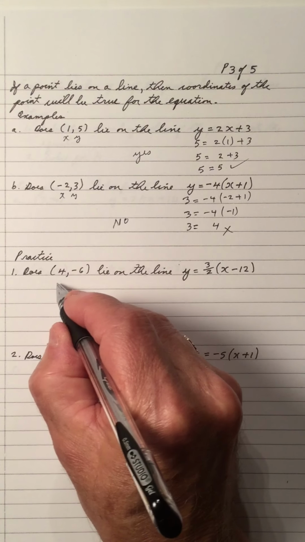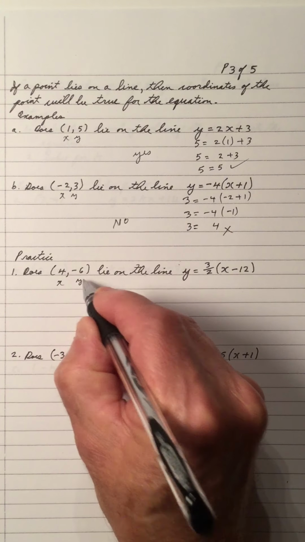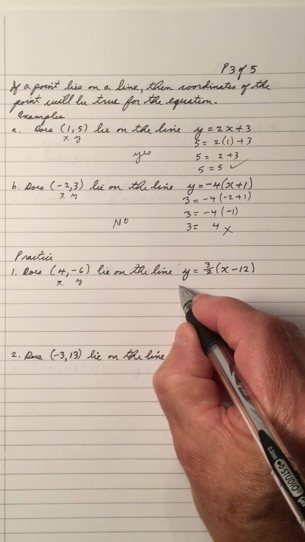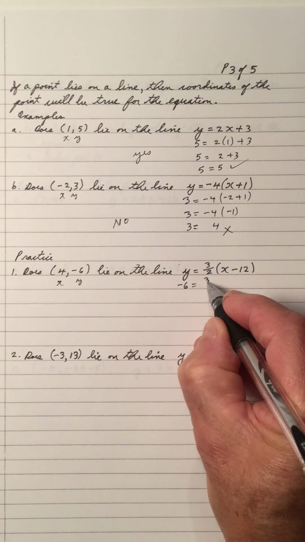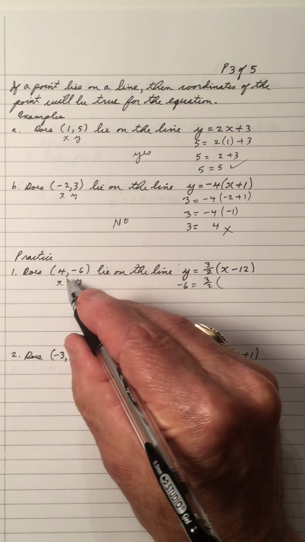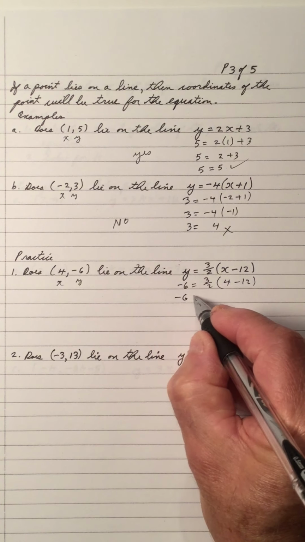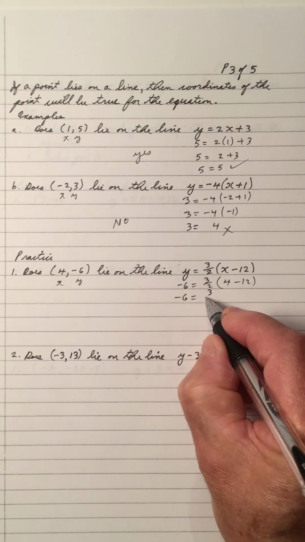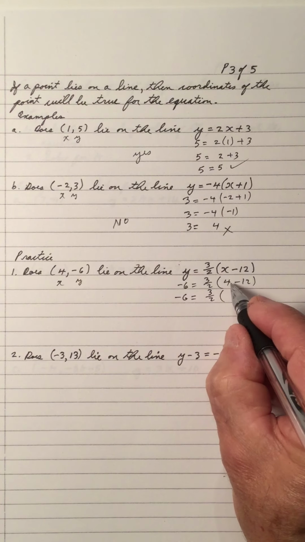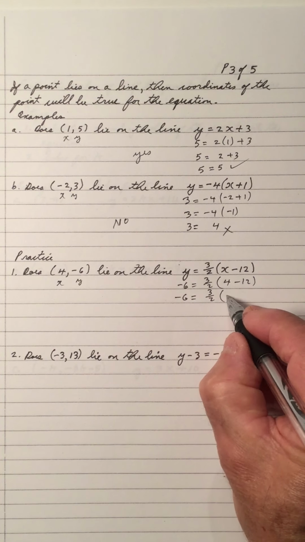Here we go. 4 is x, negative 6 is y, so y is negative 6 equals 3 over 2. x is 4, so 4 in the place of x. The left side is okay. We have to work out the inside of the brackets first. So 4 subtract 12 is negative 8.